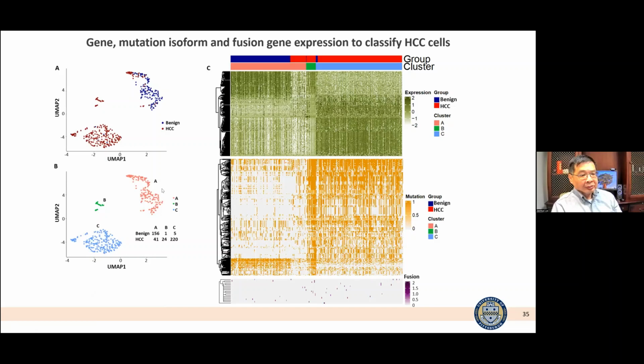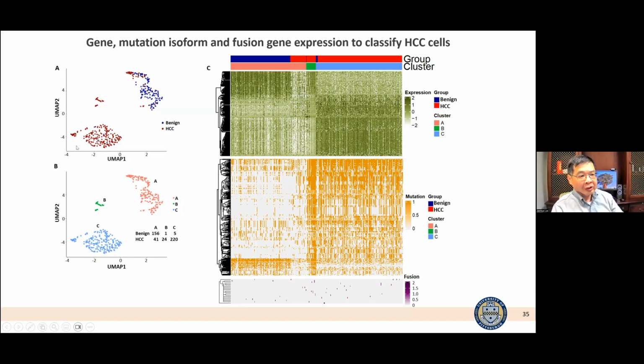So the next thing I looked into is whether we can combine the gene expression, the mutation expressions, and fusion genes to do a clustering. Yes, we did. And as a result, you can see from here, if we combine all three, it produces the best clustering. Basically, there are only 5 normal cells from the benign sample clustered with the cancer samples. Actually, we looked into these 5 cells clustered with the cancer samples. They all contain mutations and fusion genes. So actually, all those 5 so-called hepatocytes are cancer cells embedded in a normal sample.